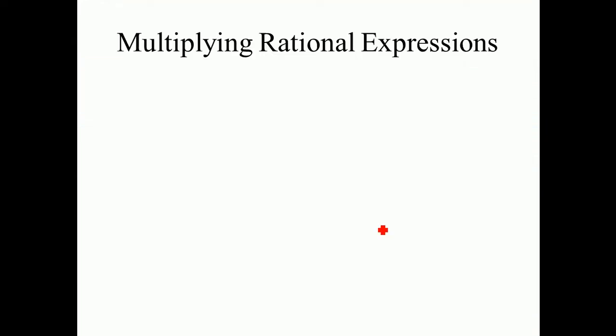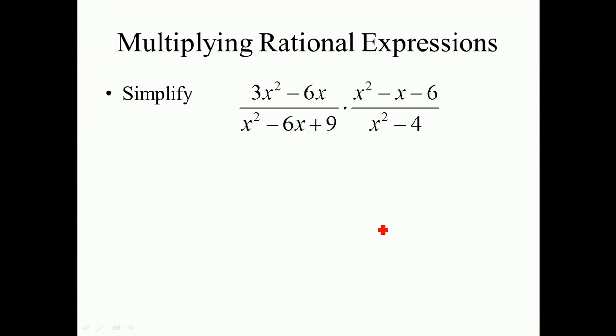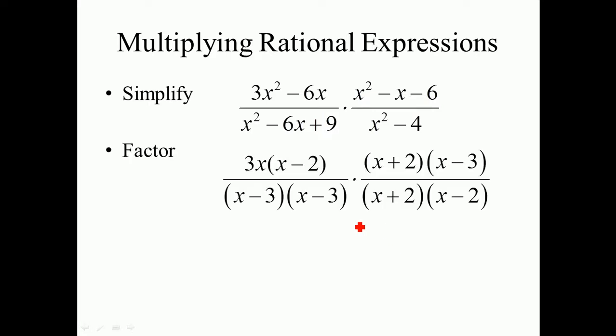So we can do the same thing when we're doing regular rational expressions. Say you have a rational expression, multiplying two of them together that look like this. The first thing you should do is factor. When those things are factored, now you can start canceling. Once again, I like to cancel before I multiply.